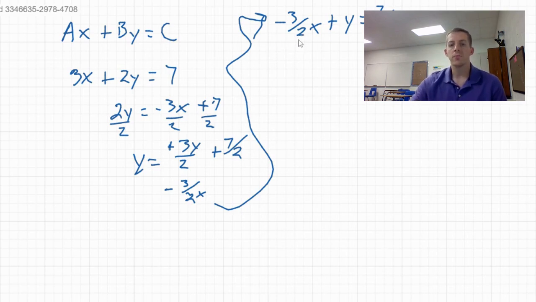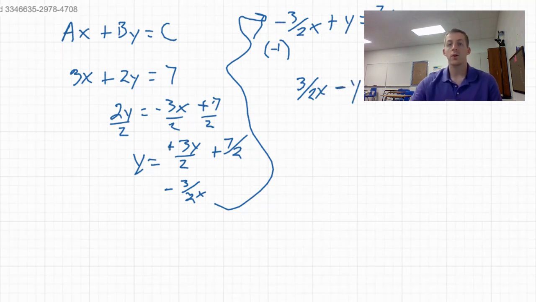So what we need to do is multiply both sides of this equation by negative 1. Why are we doing that? Well, if we multiply by negative 1, negative times a negative makes us a positive. So we have a positive 3 halves x. Negative 1 times a positive y, it's going to be a negative y. Whatever you do to one side of the equation, you need to do to the other. So you have negative 1 times 7 halves, that's negative 7 halves.